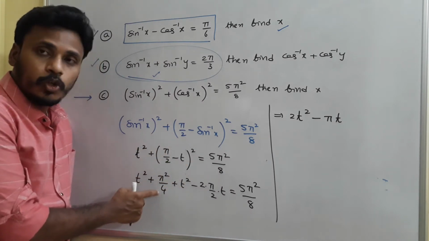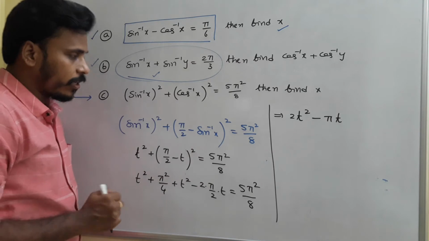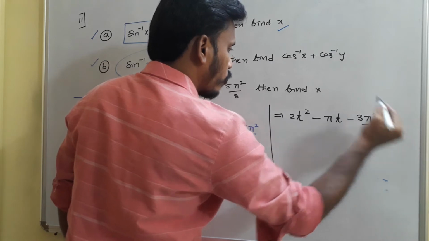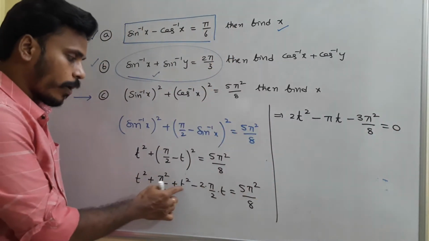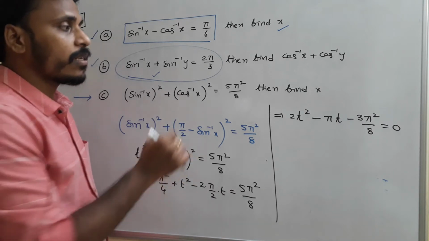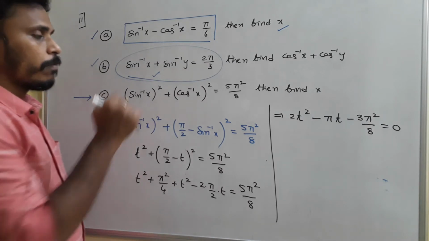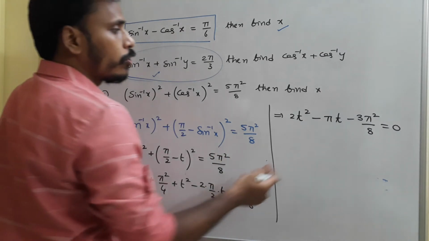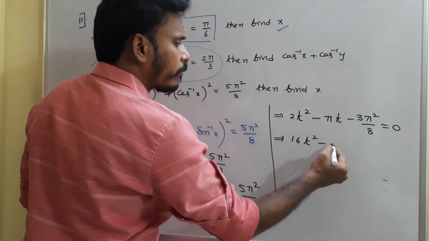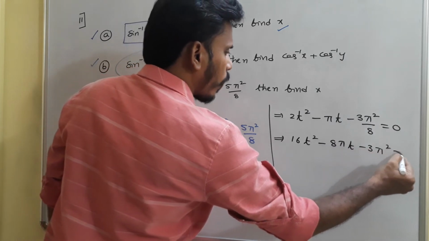You just multiply with 2, it will become 2 pi square by 8, and drag that 5 pi square by 8 this side, you will get minus 3 pi square by 8 is equal to 0. Just have a look. 2t square minus pi t, and then this is 2 pi square by 8. 2 minus 5 is minus 3 pi square by 8. We need to find the value of t. Okay, from there we need to simplify. What to do? You just multiply everything with 8. What will happen? 8 into 2 is 16t square minus 8 pi t minus 3 pi square is equal to 0.